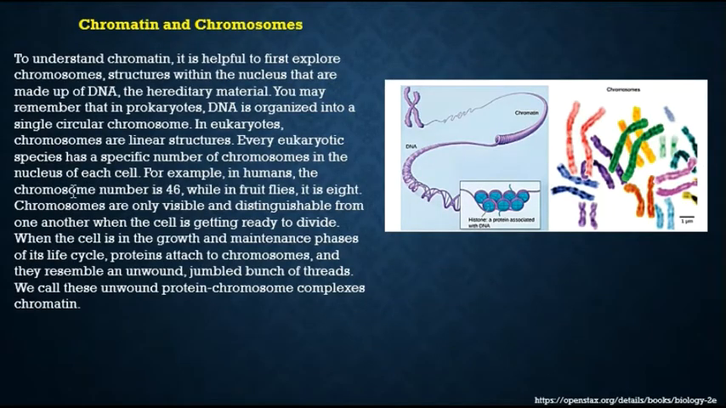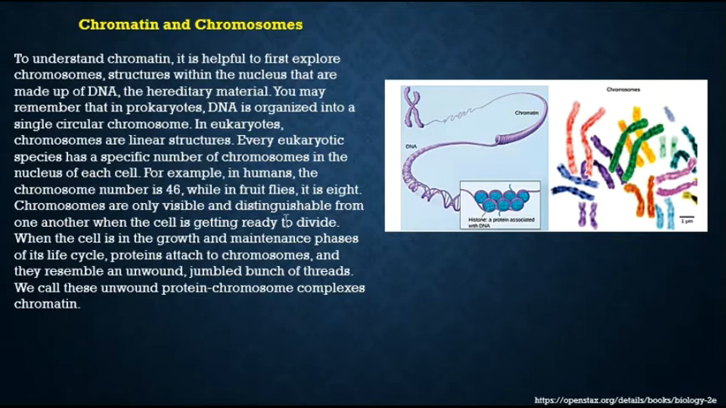So, what are chromatin and chromosomes? DNA, as we know, is the hereditary material. You must have learned in my nucleic acids chapter. In prokaryotes, DNA is organized into a single circular chromosome. In eukaryotes, however, chromosomes are linear structures. Every eukaryotic species has a specific number of chromosomes, which does not correlate with the size of an organism. For example, in a human, the chromosome number is 46, but in fruit flies it is 8.